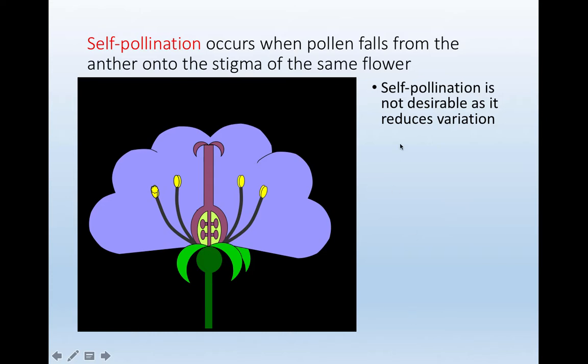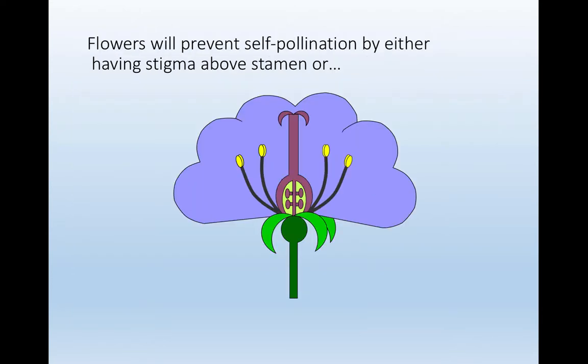Self-pollination occurs when the pollen falls from the anther onto the stigma of the same flower. Self-pollination does not promote variation, so it is not as desirable. So you can see here's how it goes, and it has to be carried up and in. A lot of times this is in an enclosed environment with the petals kind of forming around the plant.